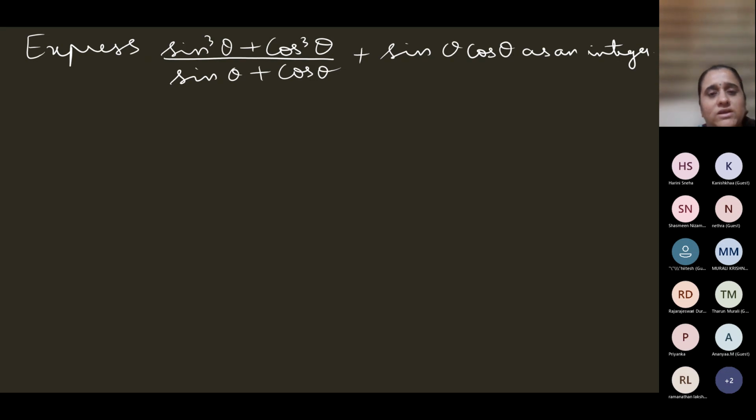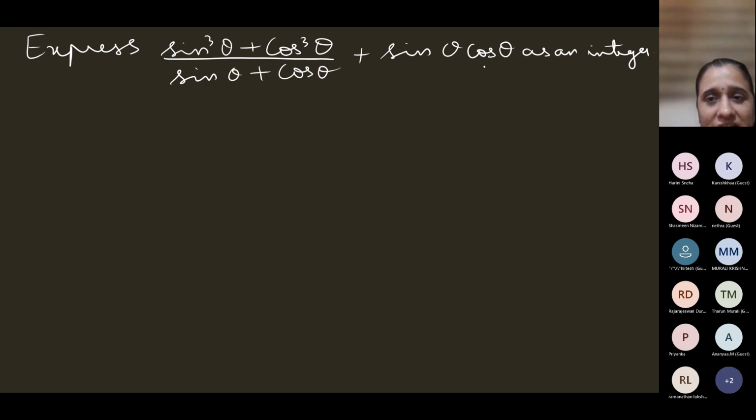Now, a plus b the whole square is a square plus b square plus 2ab is an algebraic identity because it's an equality. You can see the LHS and RHS. An algebraic identity is an equality and it involves variables. It's an identity because it's true for all the values of the variables involved. Whatever be the values of a and b, the identity holds good.